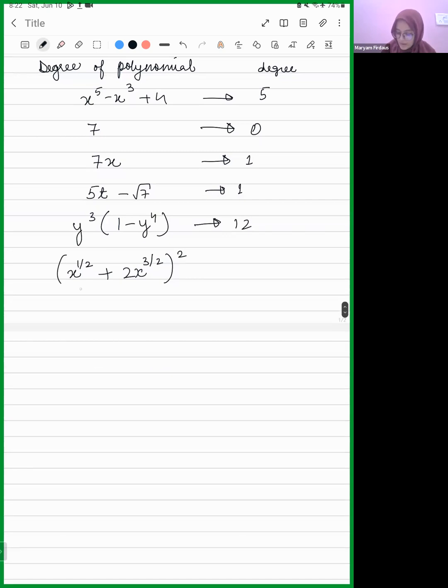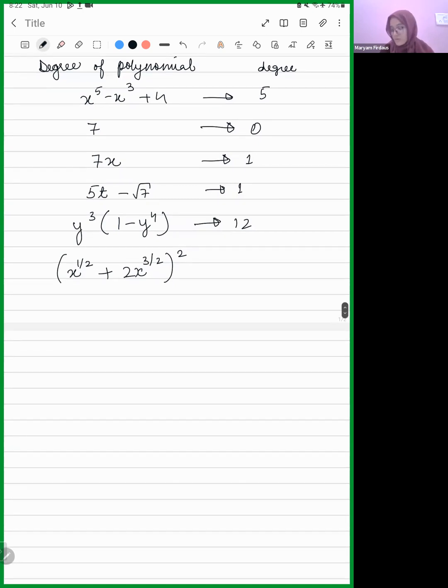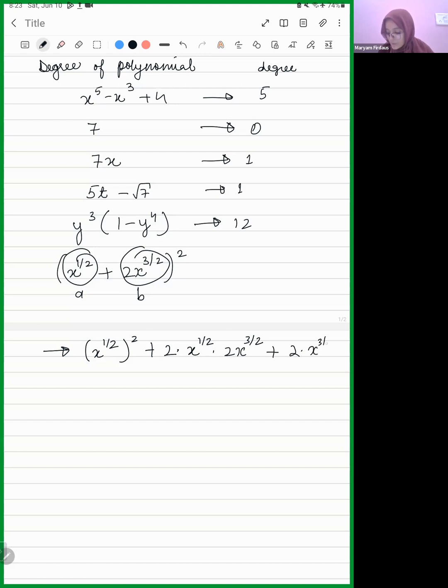Let's solve it. So this is a plus b whole square. So this becomes what? Tell me, what should I write? Ma'am, x square. See, not x square, x to the power 1 by 2 whole square plus, because this is a, this is b, and we have to do a plus b whole square. So a square plus b square plus 2ab, right? So a square plus 2ab, which is 2 into x to the power 1 by 2 into 2x to the power 3 by 2, plus b square, which is 2x to the power 3 by 2 whole square. Fine. Yes, ma'am.